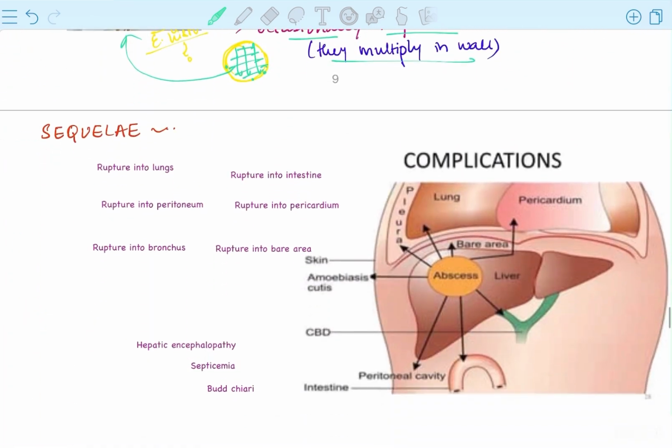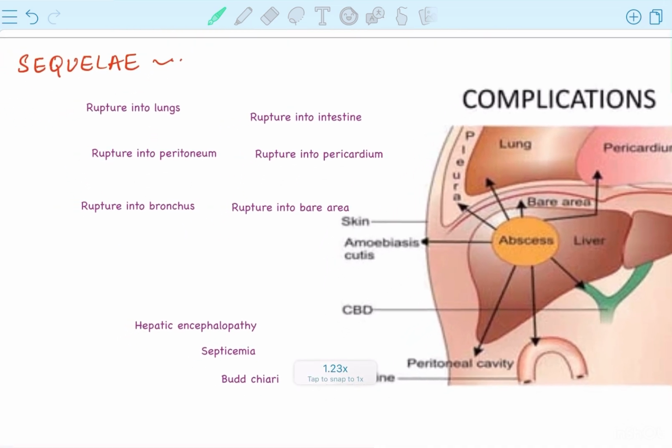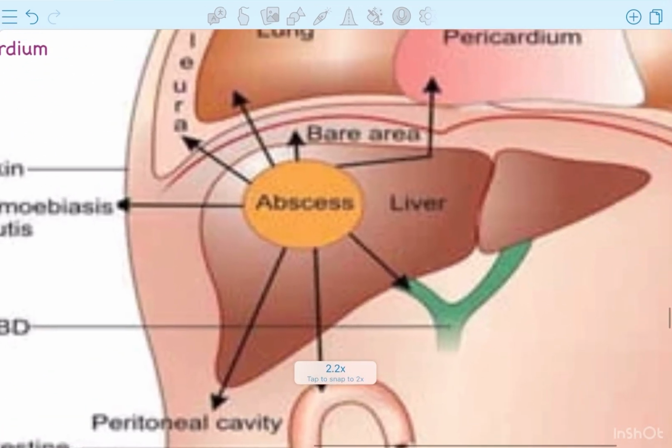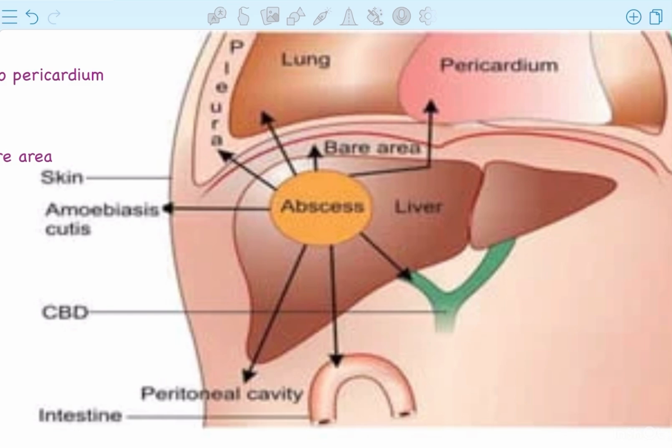Moving on to sequelae. What are the complications, or sequelae, of this pus? Any pus can rupture, and rupturing of pus is a very serious sign as it leads to various other manifestations also. As you can see here, anatomically speaking, this abscess can rupture anywhere in and around itself.